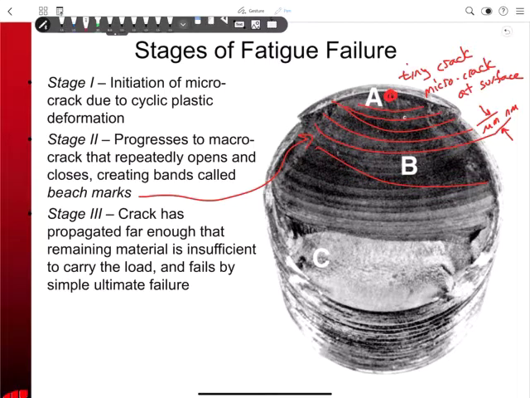Now, eventually, this bolt was strong enough when we first selected it, but by the time we get to here, this is all the area we have left. So this is a much reduced area, and that's not enough anymore. It's not enough to carry whatever load we're applying. And so ultimately it fails by a simple ultimate failure. We just exceed the ultimate stress at that location and it fails.